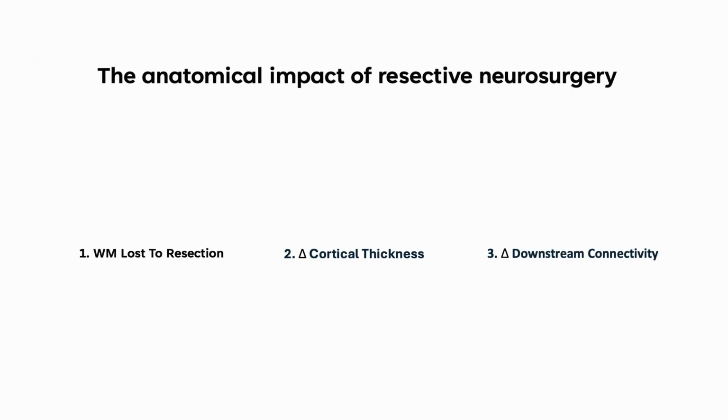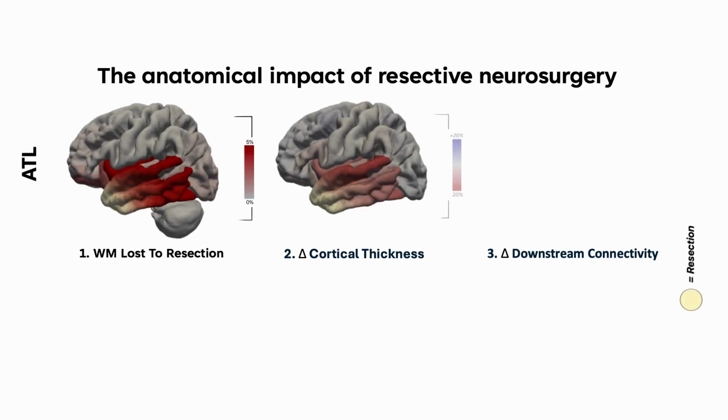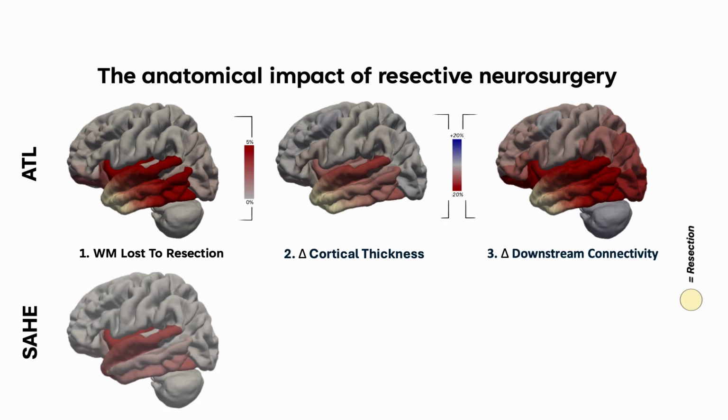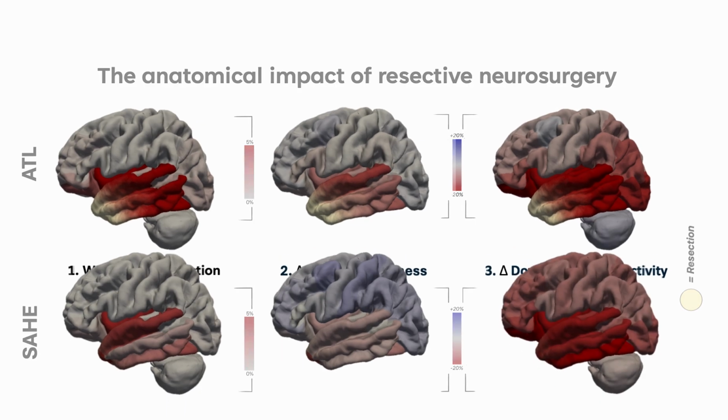So what did we find? In ATL patients, we saw pronounced white matter losses, in particular in regions close to the resection. These areas also showed notable cortical thinning, and also downstream connectivity decreases were most pronounced in these regions, although strong effects were here observed across the entire ipsilateral hemisphere. For SAHI patients, we found a very similar pattern of these effects.